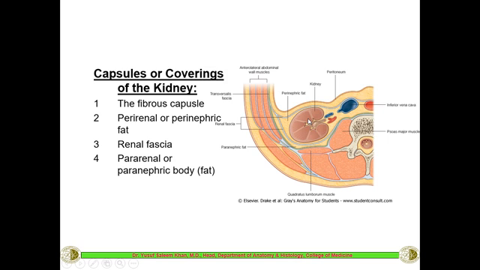So these are the four coverings of the kidney from inside to outside: the fibrous capsule, perinephric fat, renal fascia, and the paranephric fat.